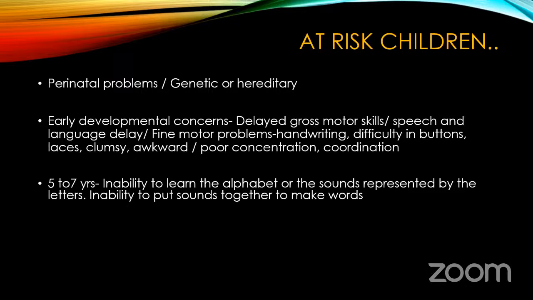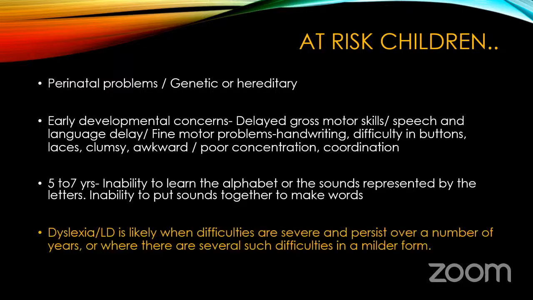Between 5 to 7 years of age, inability to put the alphabet or the sounds together. So the phonics, B says B and D says D. In the face of a bright, normal young child, otherwise, the child is unable to pick up this phonics, which his peer is able to pick up very easily. So dyslexia is likely when these difficulties are severe and they persist, or when several such difficulties are in a milder form.